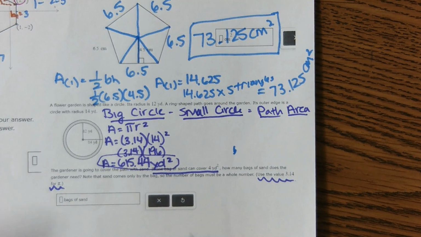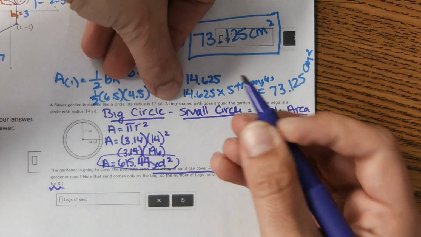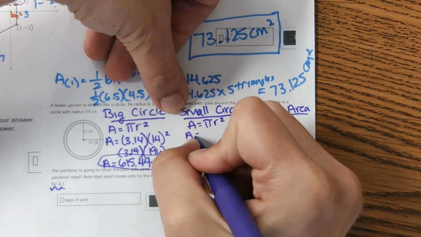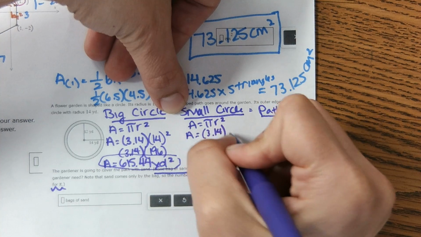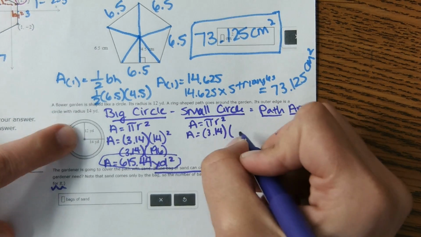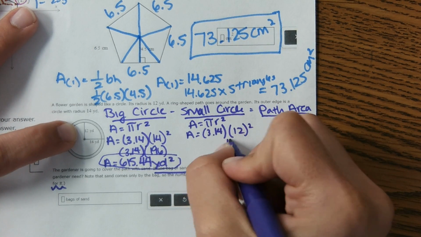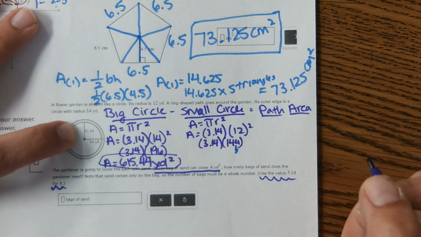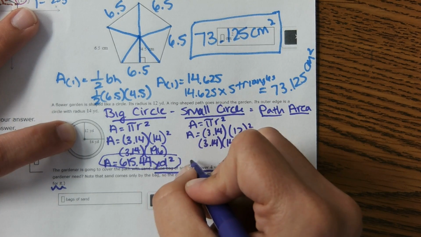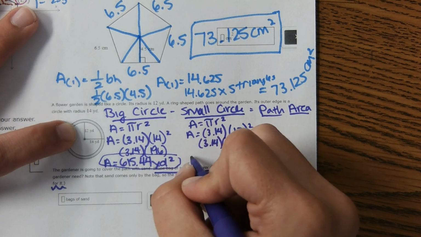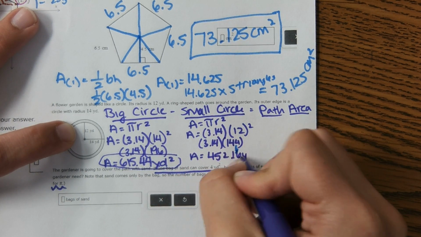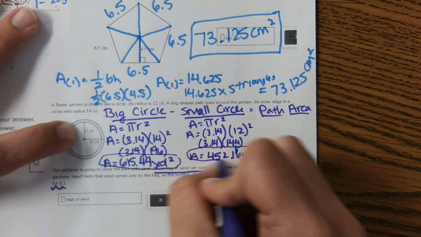And then we have to do the same thing to find area of the small circle, so we can subtract them. So area equals pi r squared. Says to use 3.14 for pi. Radius now of the small circle is 12. And then multiply these two numbers, you get 452.16 yards squared. That's the area of the small circle.